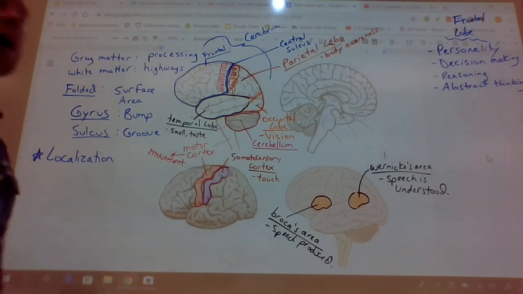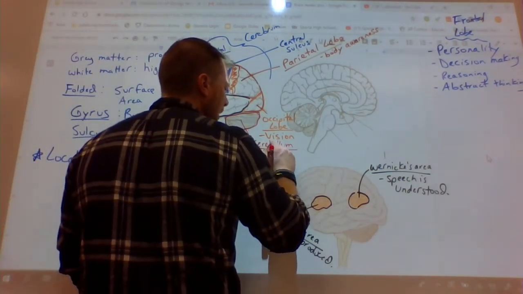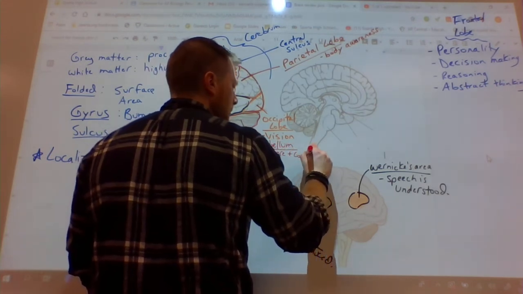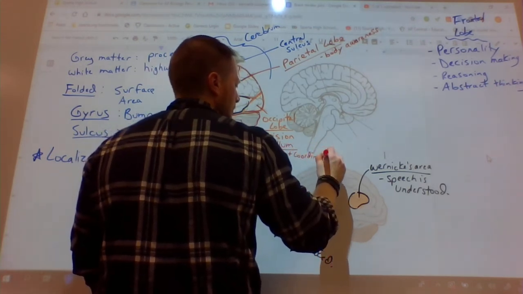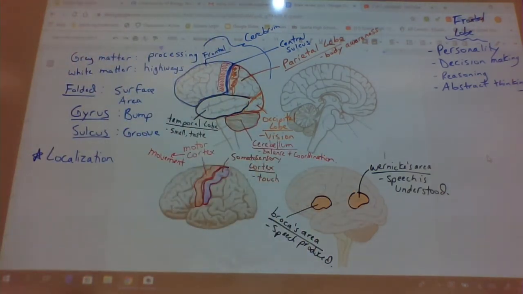The cerebellum is responsible for balance and coordination. Balance, right? Your sense of balance, your sense of coordination, they all take place within your cerebellum.